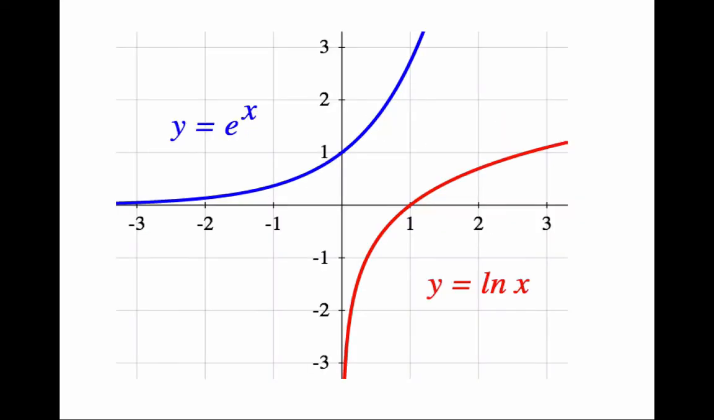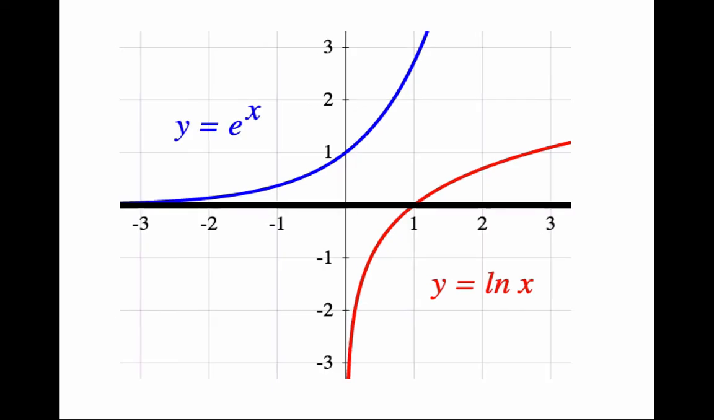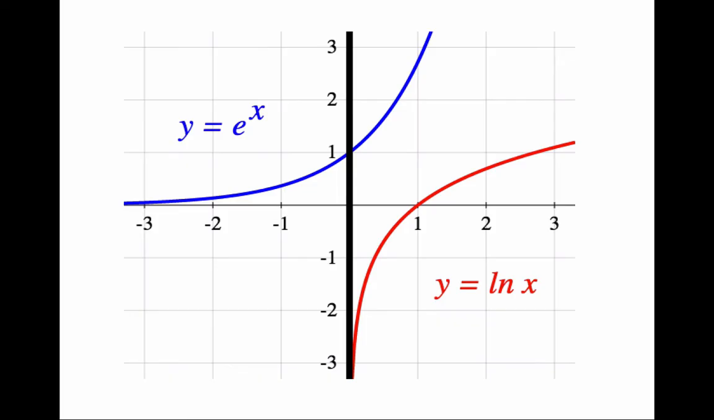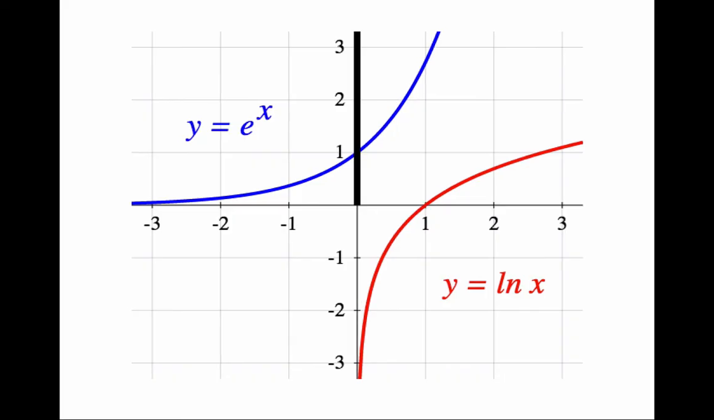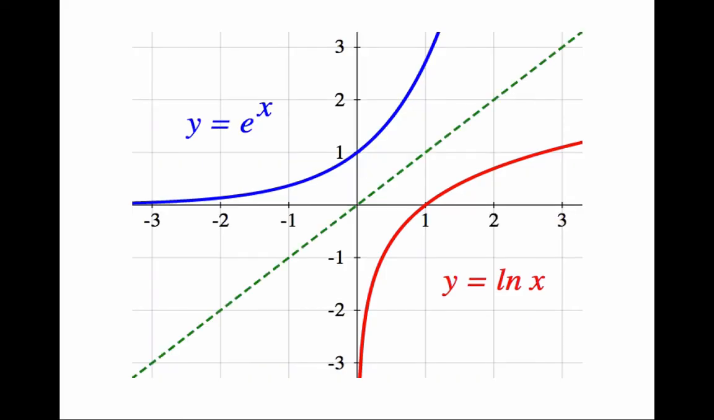Let's look at their graphs. We see that the domain of the exponential is all the reals, which is the range of the logarithm. And the domain of the logarithm is the positive reals, which is the range of the exponential, as it should be. Notice that one graph is the reflection of the other with respect to the diagonal of the first and third quadrants. This always happens with pairs of inverse functions.